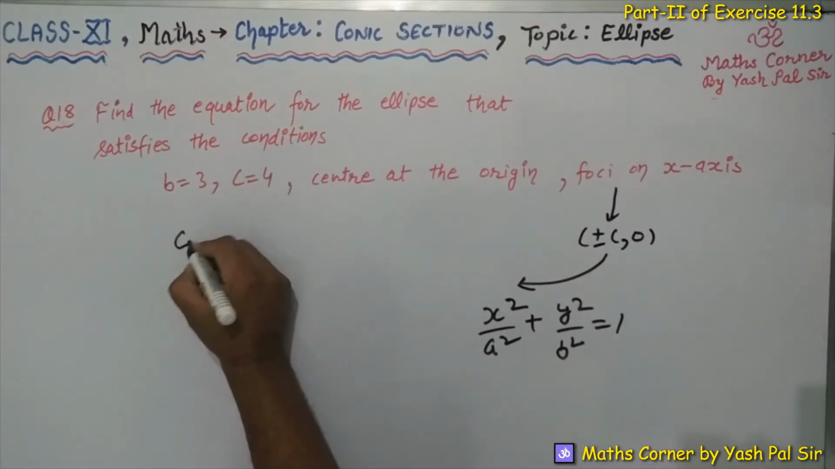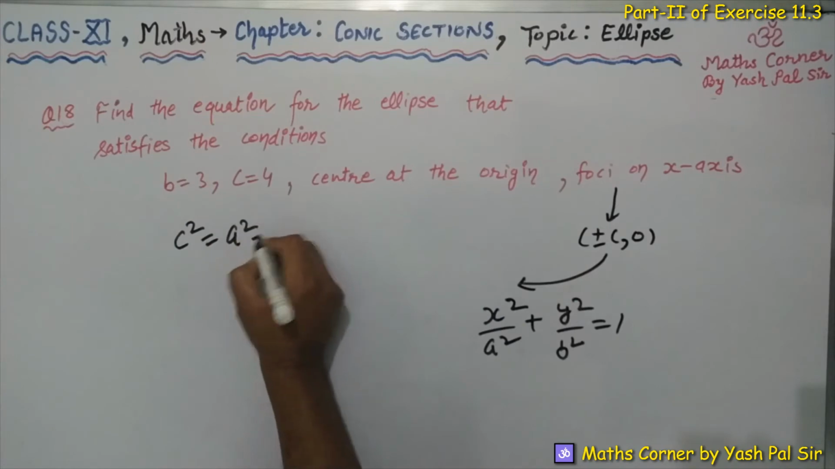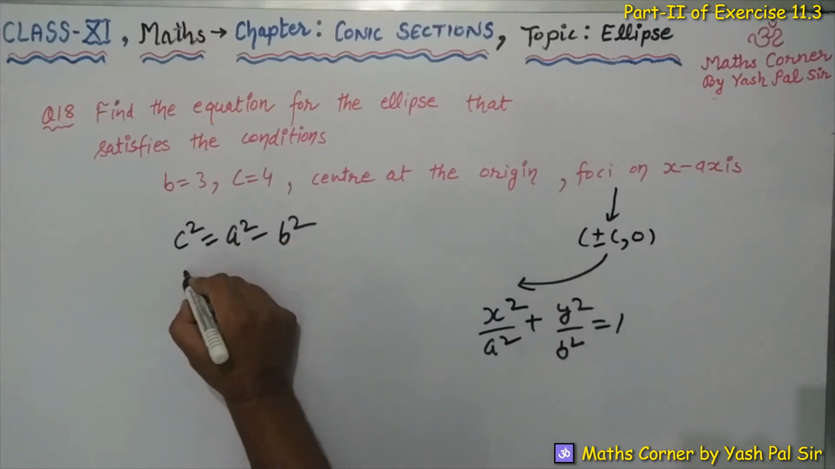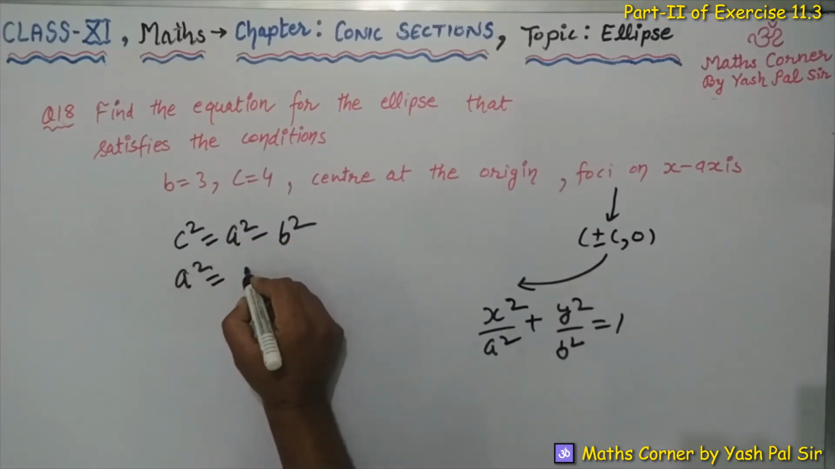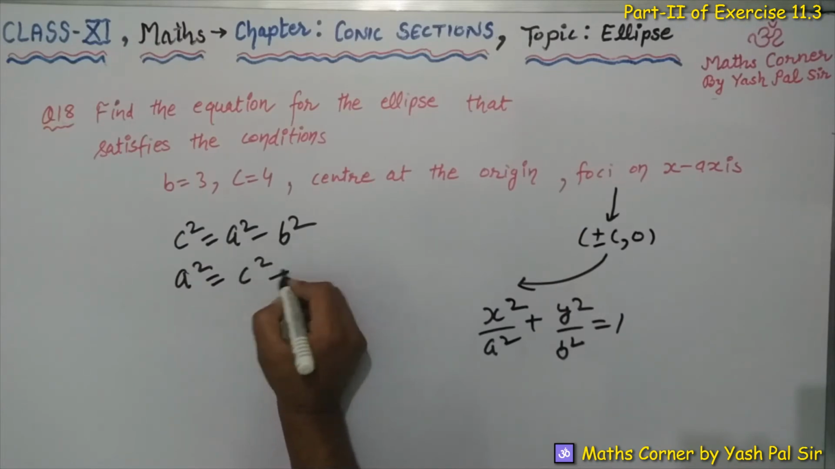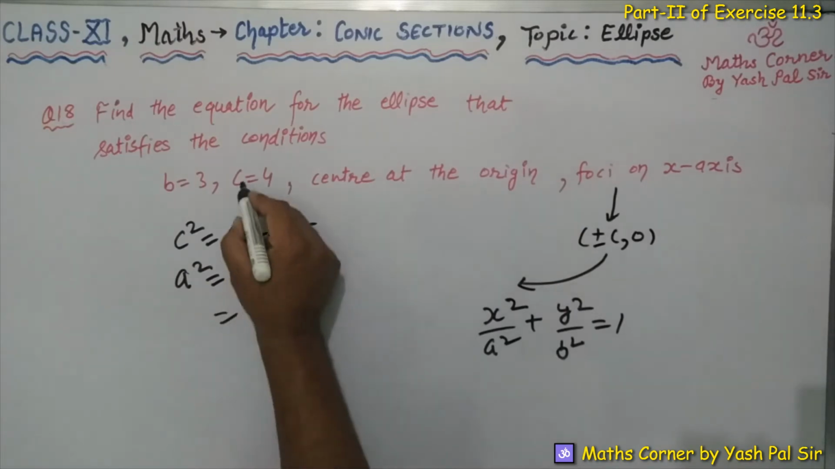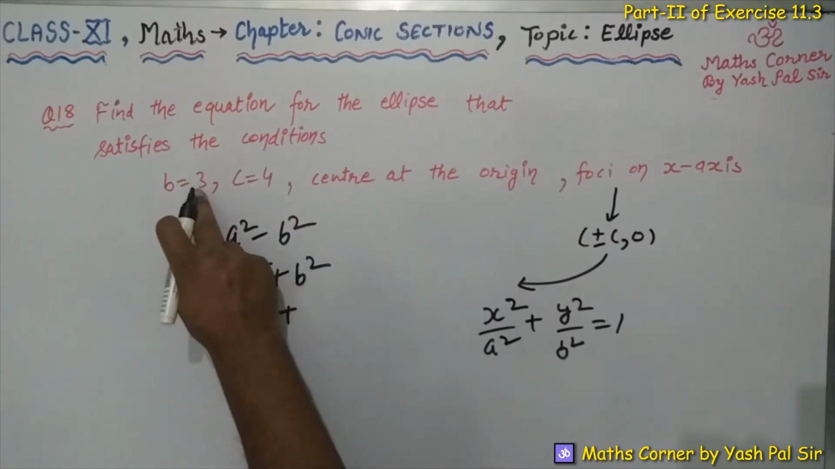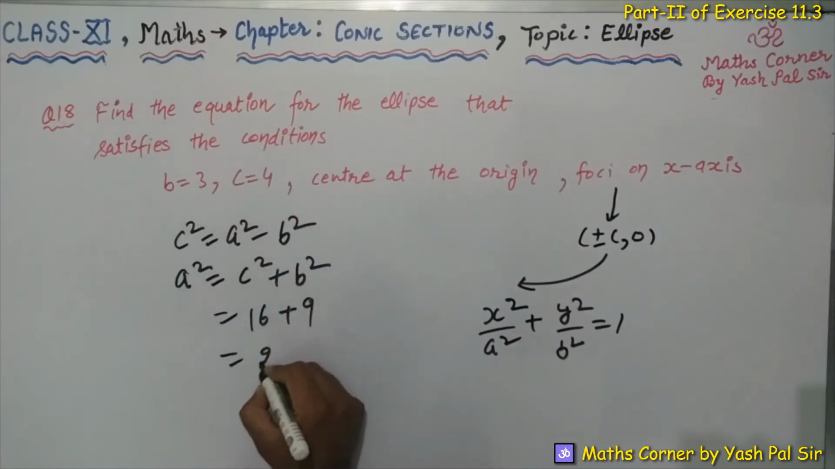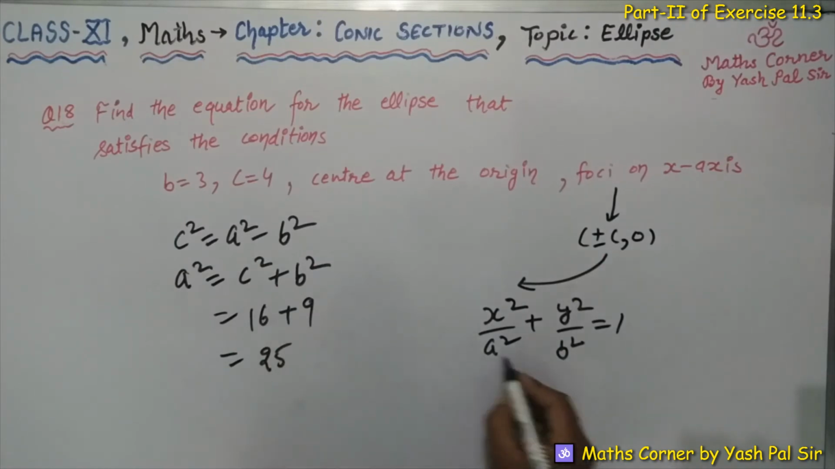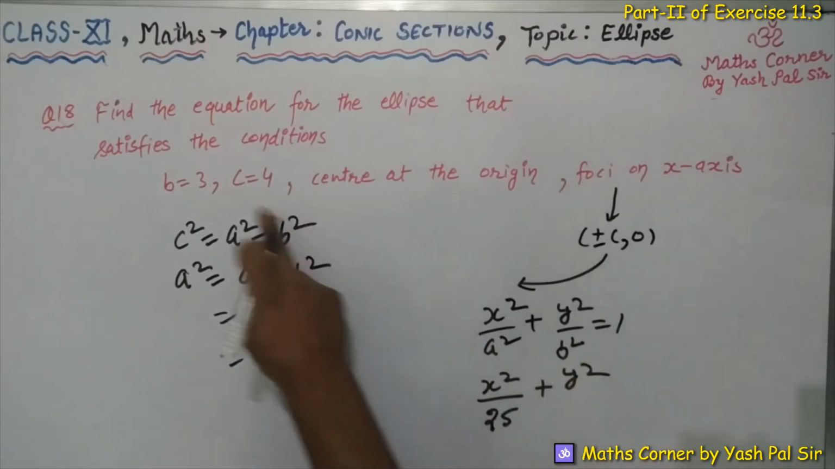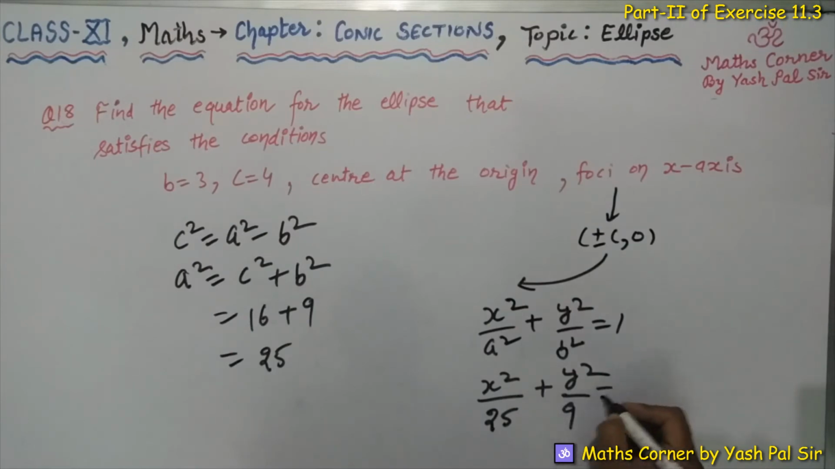Also we have the formula c square is equal to a square minus b square. So from here we have a square is equal to c square plus b square. So that means c square is 16 plus b square is 9. This is 25. Now substituting these values here, x square upon a square, a square is 25, plus y square upon b square, b square is 9, is equal to 1, is the required equation. Next question.